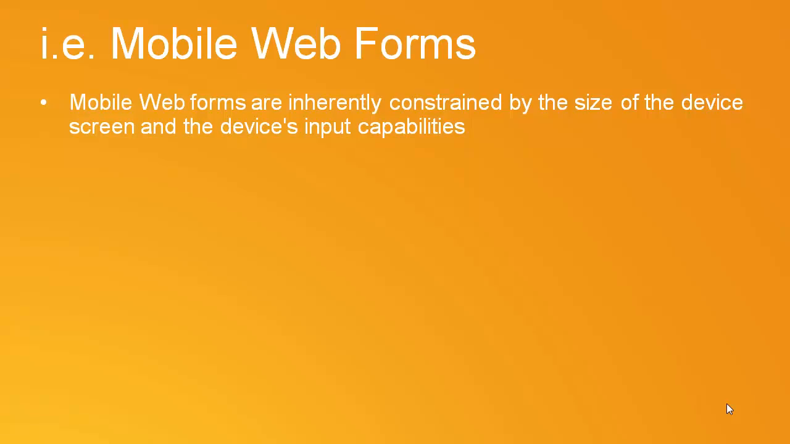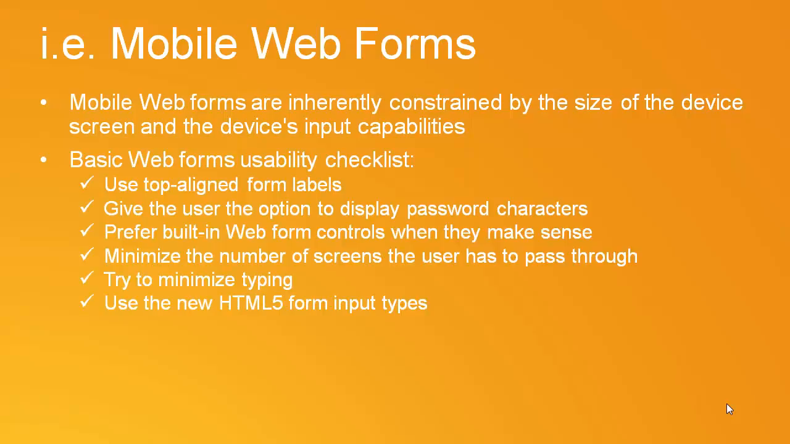An example in terms of making things constrained to the size of the device is web forms, right? So, a basic forms usability checklist. Use top-aligned form labels. We're going to see an example right away. Give the user the option to display password characters.